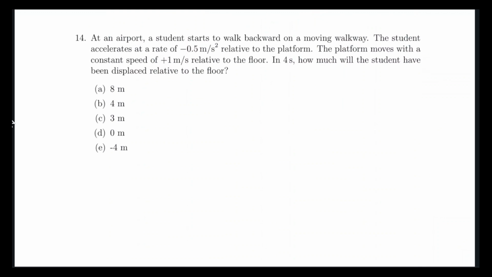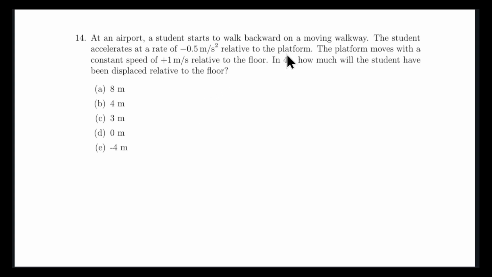Okay. At an airport, a student starts to walk backwards on a moving walkway. That's brave. The student accelerates at the rate of negative 0.5 relative to the platform, and the platform moves with a constant speed of 1 meter per second relative to the floor. In 4 seconds, how much will the student have displaced relative to the floor? I hope you understand the scenario.